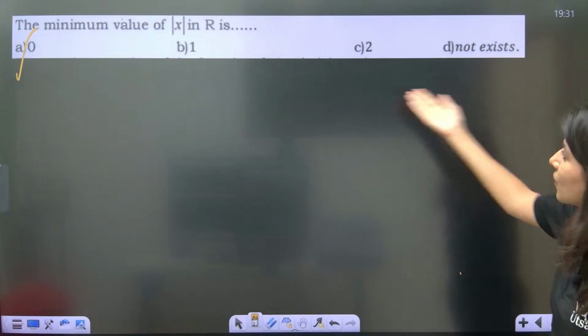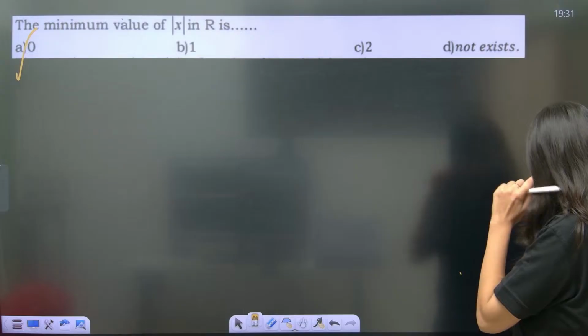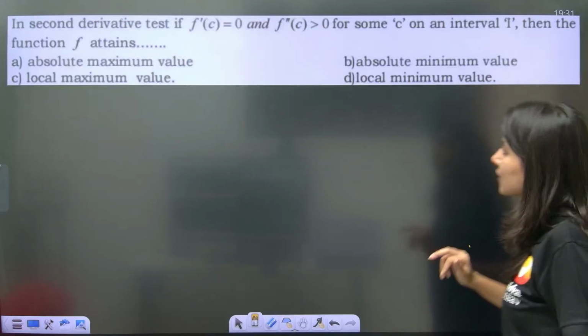Minimum value could be out of 0, 1, 2. So obviously 1 you cannot write, 2 you cannot write. So 0 is the correct answer. Now the next question.